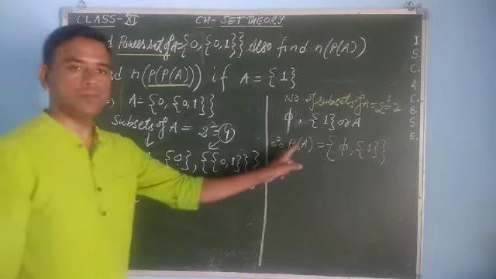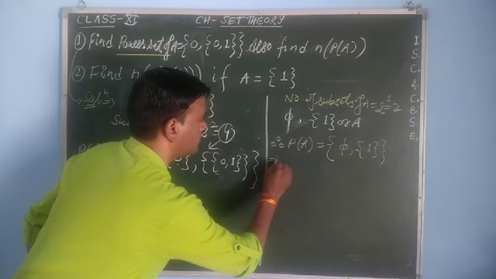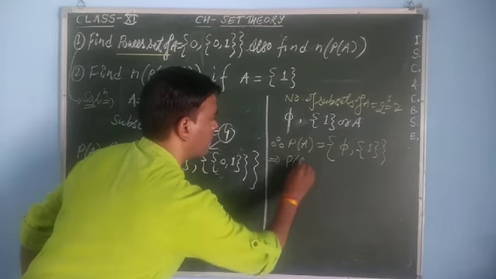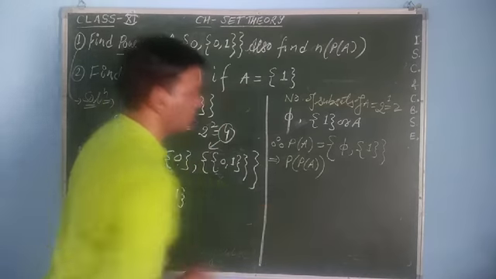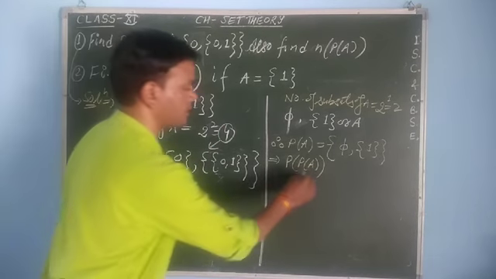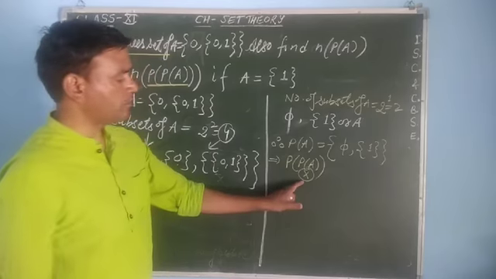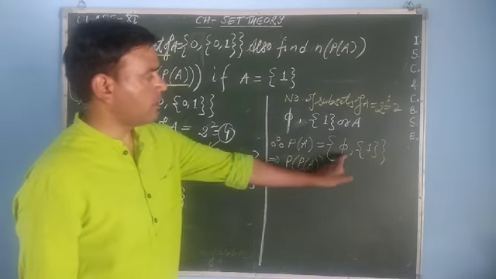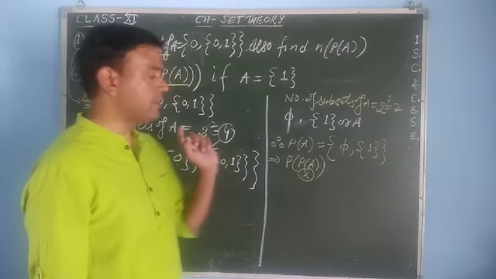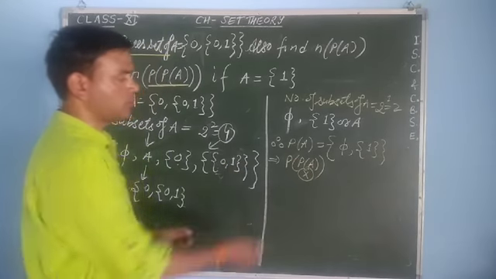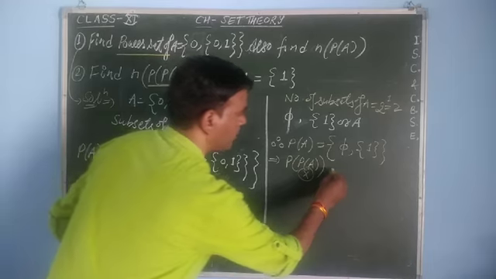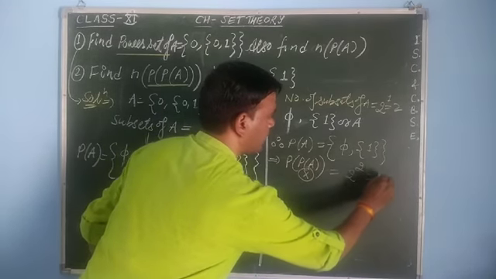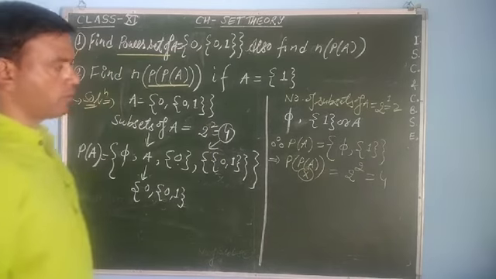If you put P(P(A)), P outside P(A), this implies again P(P(A)). For a second you can take this as X. So P(X) will be the collection of all subsets of X. There are 2 elements here. So how many subsets will there be of this? P(P(A)) will be equal to 2 to the power, how many elements are there? 2. It means the total number of subsets will be 4.